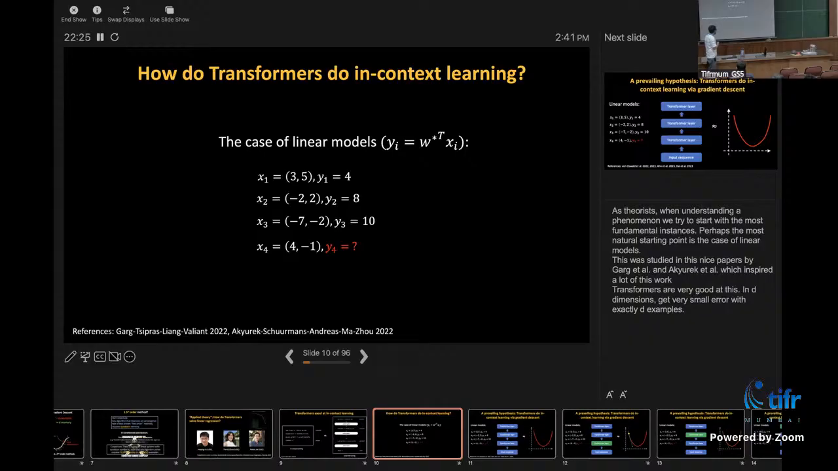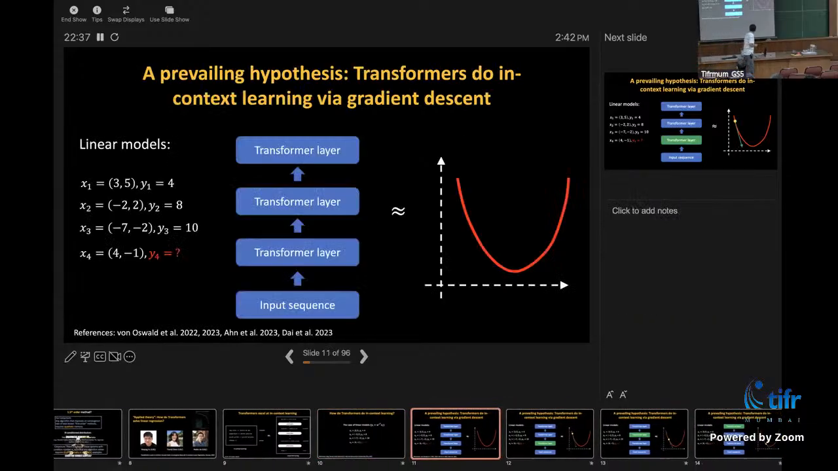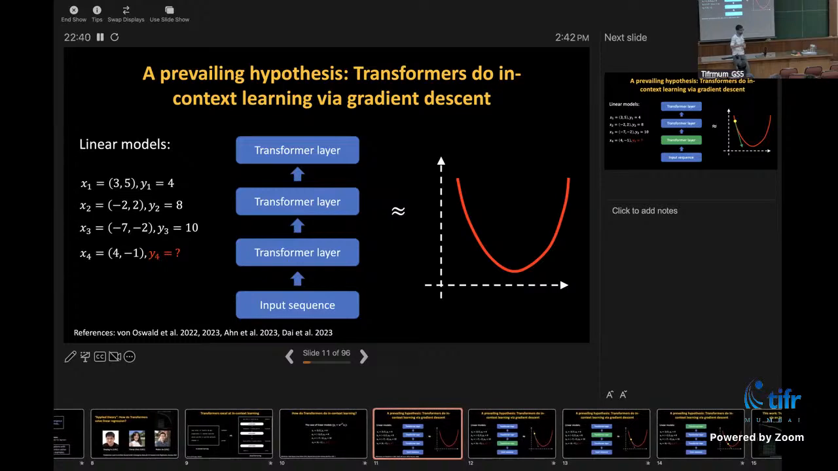So transformers are really good at this. In d dimensions, if you get d examples, they will already get a very small error. So we want to understand how they do this. And there's a prevailing hypothesis that transformers do in-context learning by doing gradient descent across layers. I'll explain what this means more formally a little bit later, but let me explain the main high level idea first.